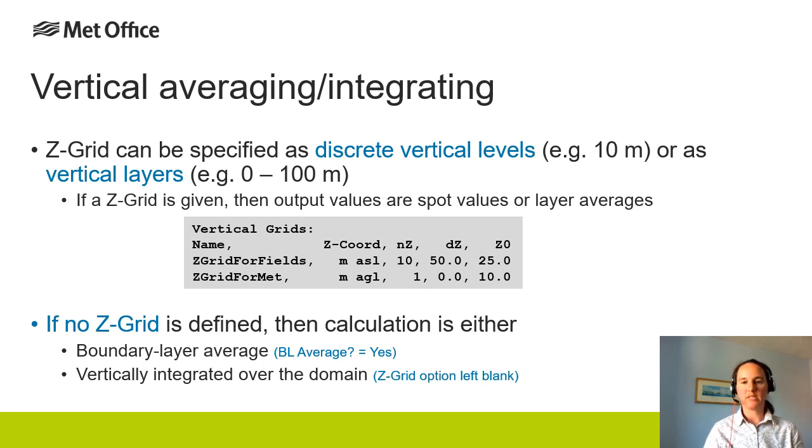So for example, if you were using a satellite and wanting to compare to satellite data, you might choose to vertically integrate over the whole domain so that your NAME output looks like the output that you might get from a satellite.